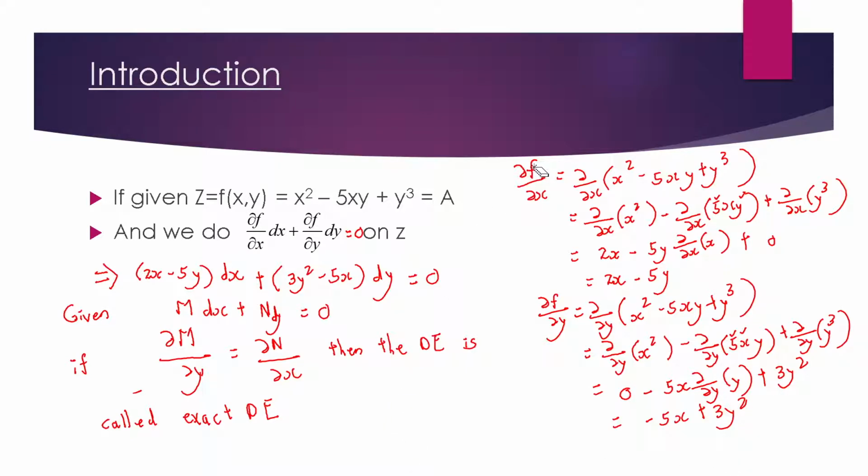And then I'm going to erase it. Let's check, from z equal to a, when we do del f, this is what we call the total differential. We obtain this one. Then let's denote this specific example here as M dx plus N dy equal to 0. I'm going to check whether this differential equation is an exact differential equation or not.